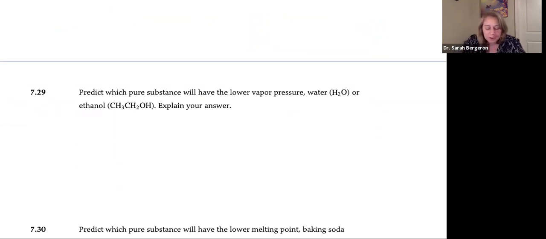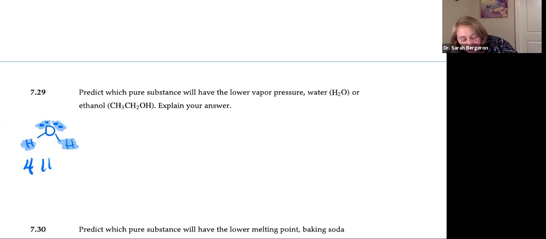All right, predict which pure substance will have a lower vapor pressure, water or ethanol. Explain your answer. Well, remember, with water, how many different areas could you have? Here's an acceptor, here's an acceptor, here's a donor, here's a donor. So I know I have 4 hydrogen bonding possibilities here. Okay, let me look at my other molecule, CH3CH2OH.